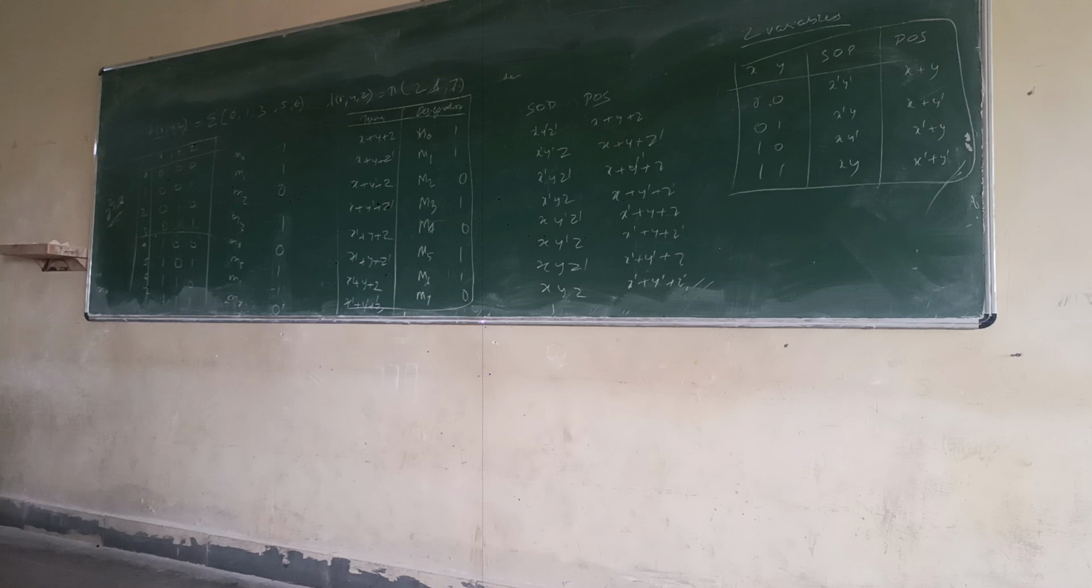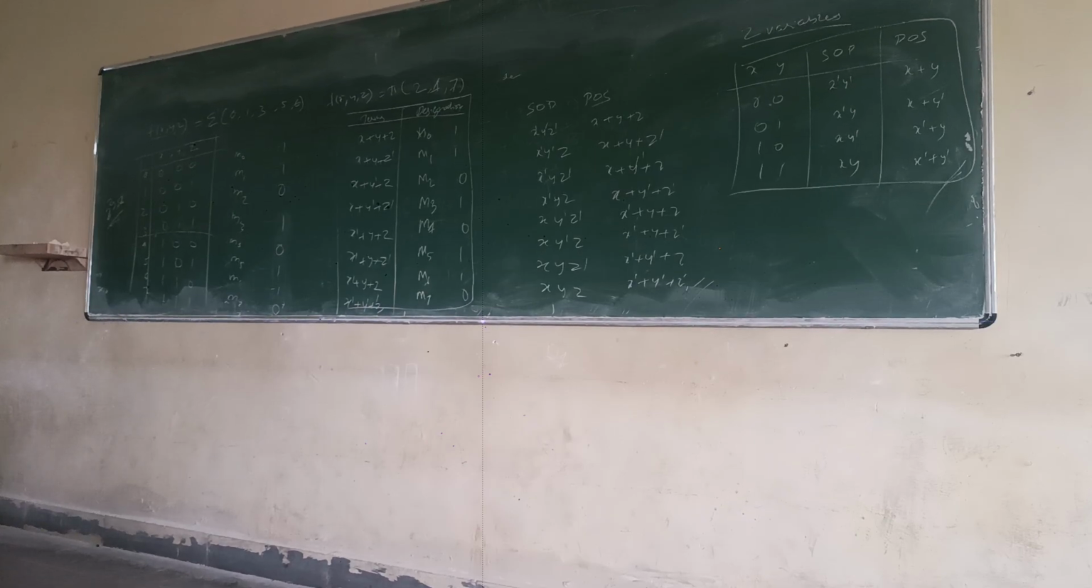If I consider the K-map with the POS and the K-map with the SOP forms, these basics you should know. What is the min term, what is the max term, what is the SOP form, what is the POS form, and whatever I am writing here is the canonical form. This is all the canonical form.